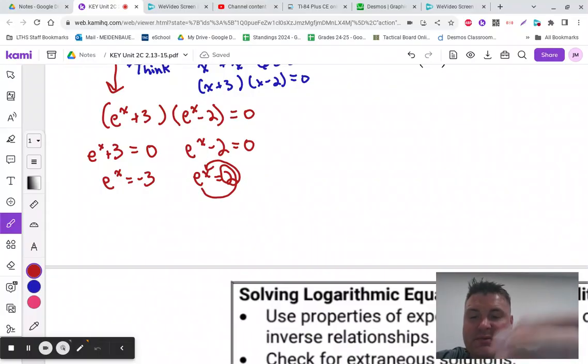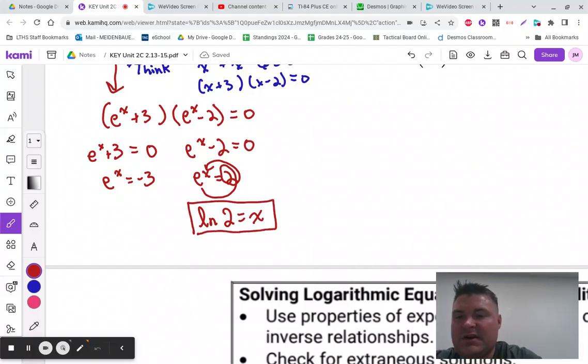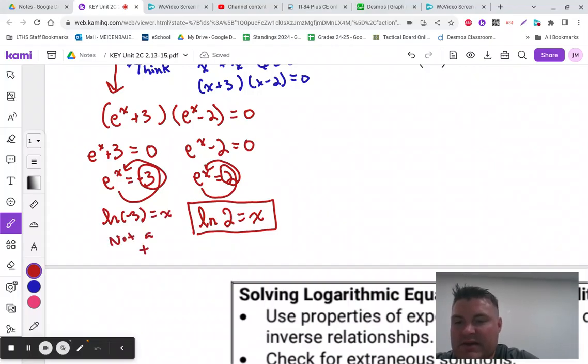So ln of 2, remember that's log base e, which is the same thing as ln. So ln of 2 is equal to x, which is the x value I need. If you were to rewrite this, you would get ln of -3 equals x, which is not a thing. We can't have ln of negative numbers. So we are going to reject this.